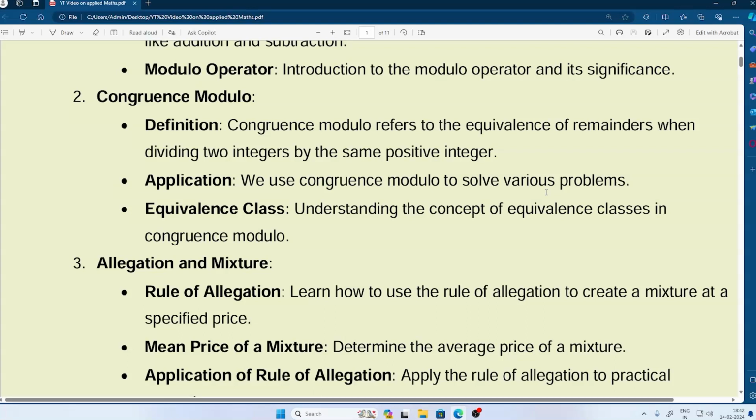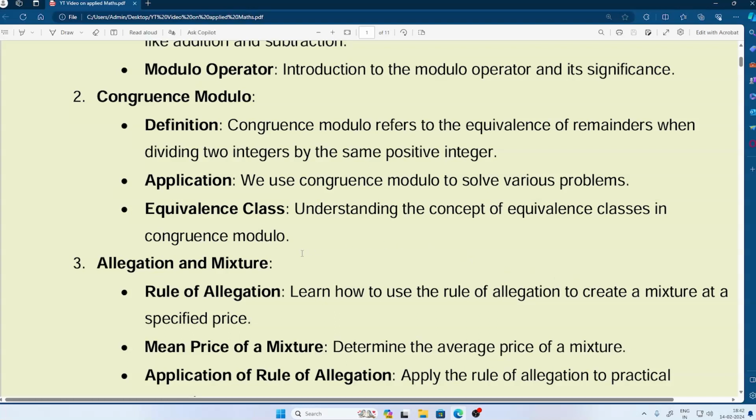Also you can use the congruence modulo concept when they have asked you to find the last 2 digits in 23 to the power 70. This kind of thing you have done, or last one digit or last three digits, all these things can be done by the congruence modulo concept.